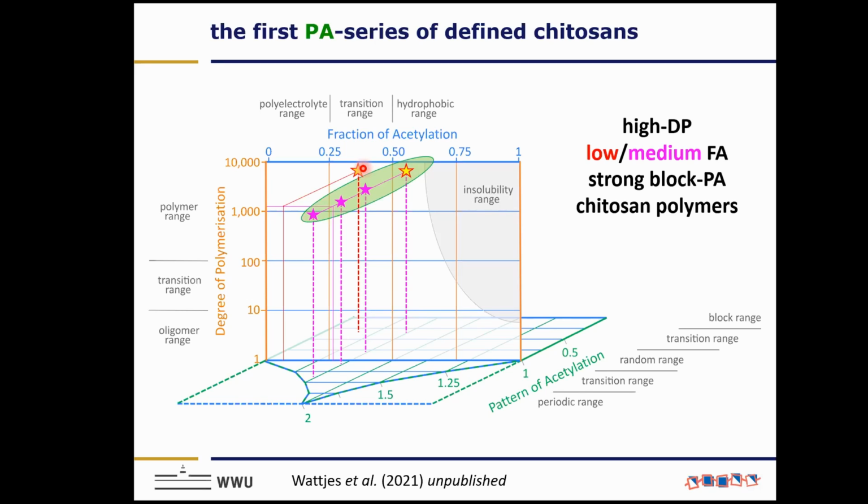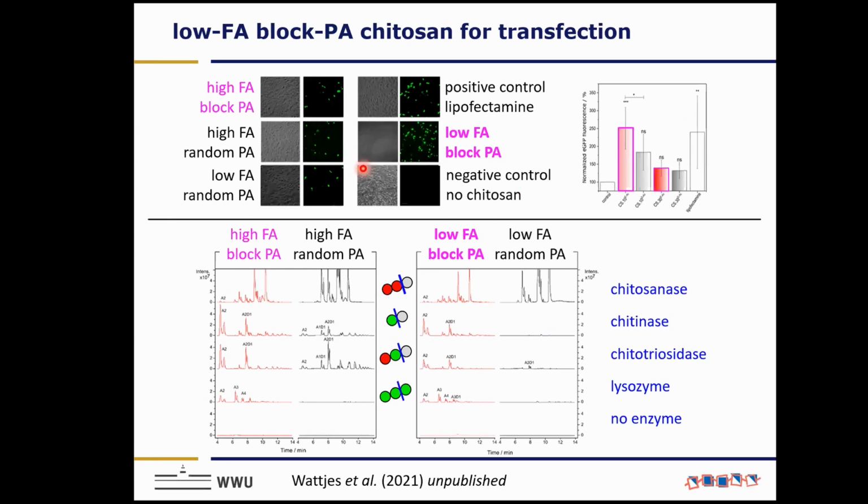Now, of course, the crucial question which really interests us is, does this pattern of acetylation influence the biologic activities? I'm only going to show one example here, a more medically relevant one: the transfection of human cells by chitosan nanoparticles, which include RNA for a green fluorescent protein. Here you can see the positive control, lipofectamine. The negative control, of course, shows no fluorescence.